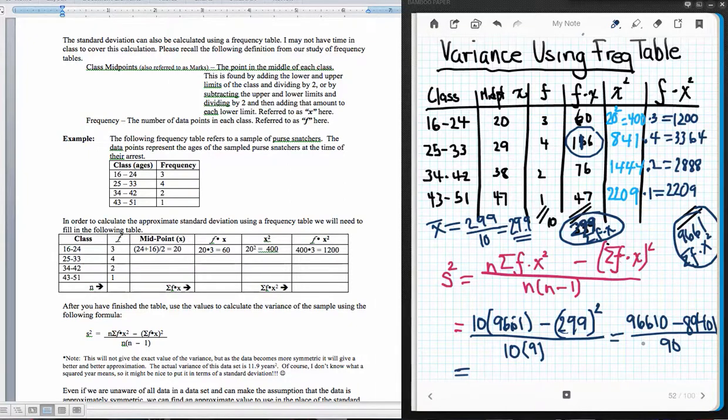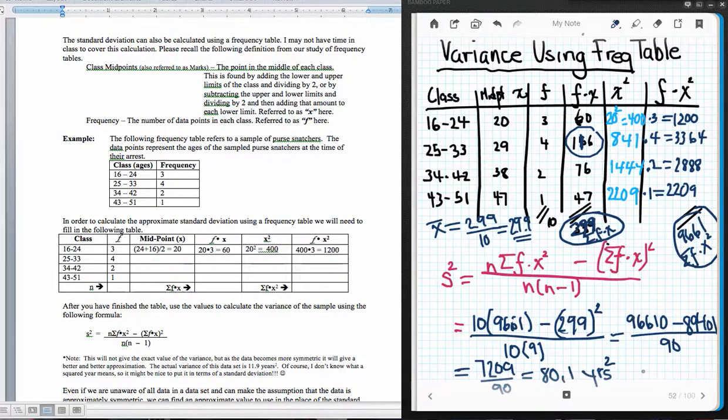So now 96,610 minus that answer I got, 89,401, is going to give me 7,209, and that 7,209 I'm going to divide by 90, which is going to give me 80.1. And remember that these are 80.1 years, and years squared may not be the best thing to give, because I don't know what a squared year is.